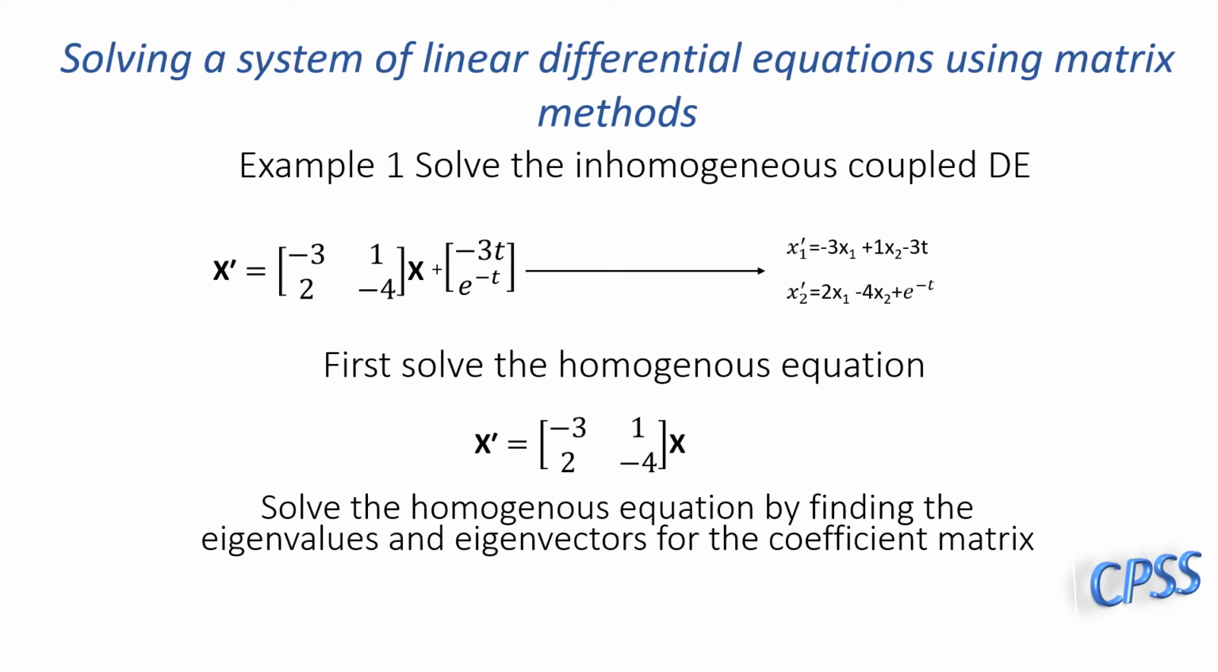What you first do is you first solve the homogeneous differential equation. So you solve the homogeneous differential equation by finding the eigenvalues and the eigenvectors of the coefficient matrix. And the coefficient matrix is, what you have here is the -3 in the first row, first column, 2, 1, 2, and -4. So you've got to find the eigenvectors and eigenvalues of that matrix.